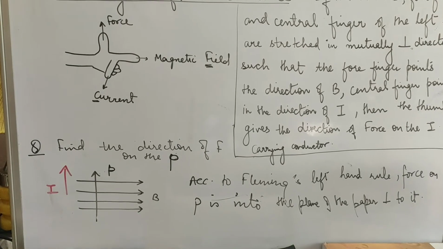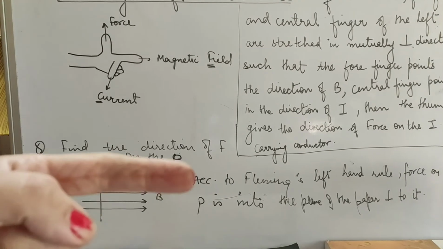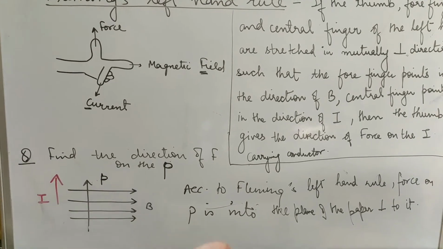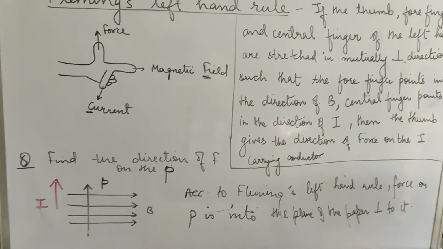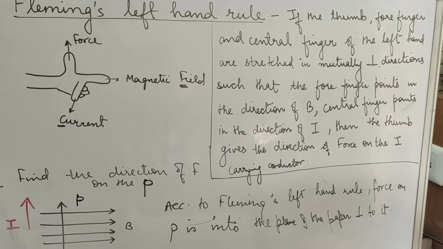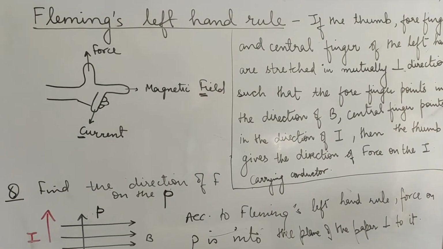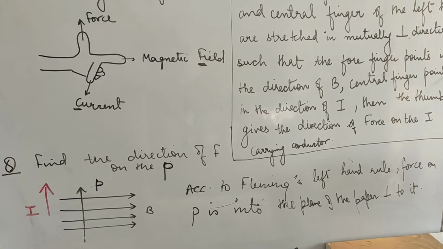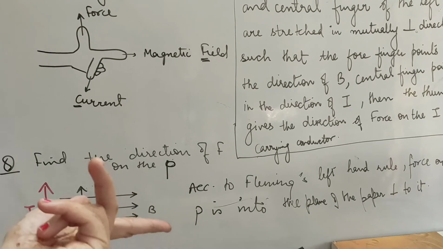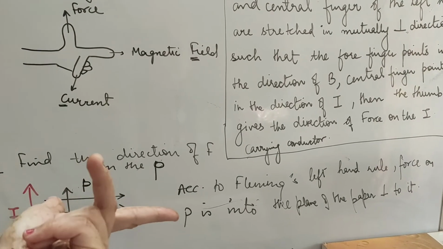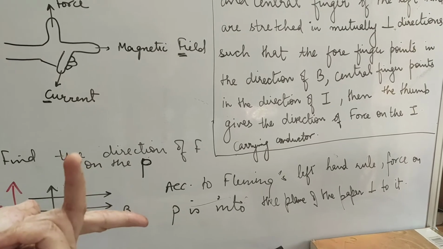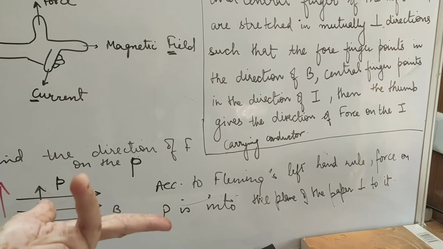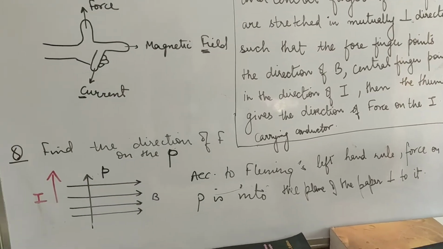So again, using Fleming's left hand rule, forefinger giving the direction of field, the current direction will be given by the central finger. And remember, in case of positively charged particles, the current and the positive charge are in the same direction. Okay, positive charge will give you the direction of the current as well. So the thumb is pointing into the plane of the paper. Field, proton direction giving the current, and the thumb pointing into the plane of the paper.